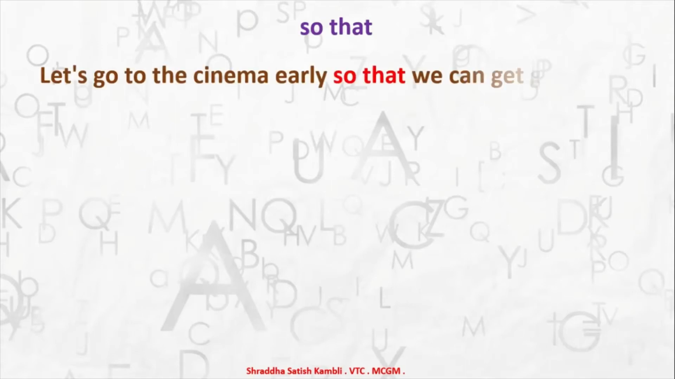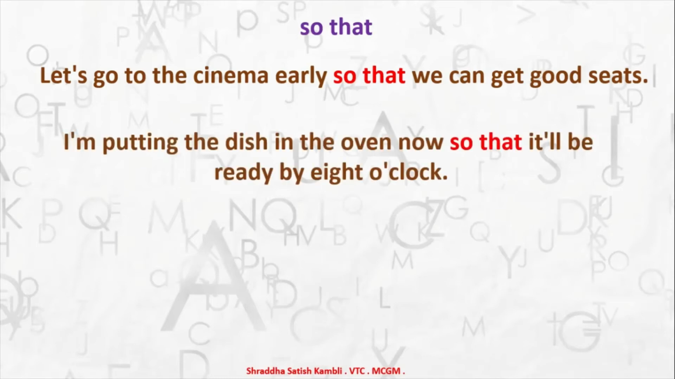Then the next one you have is so that. Okay, so we have, let's go to the cinema early so that we can get good seats. So if you don't reach the cinema early, what will happen? We will not get good seats. Then we have the next one. I'm putting the dish in the oven so that it will be ready by 8 o'clock. Okay, that means I am putting the dish in the oven so that it will be ready by 8 o'clock.